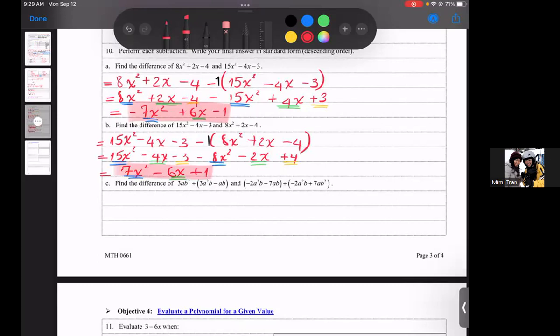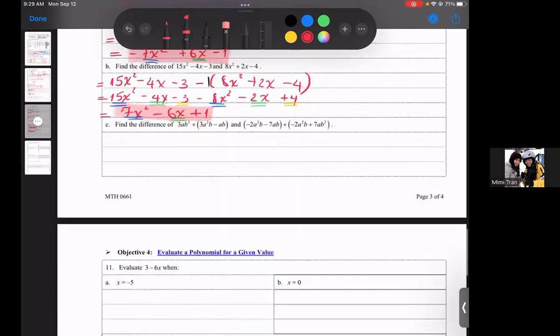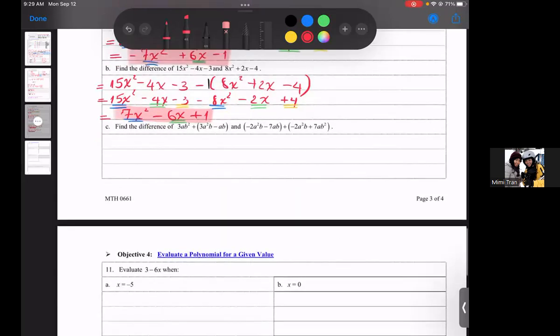So what you got? Just one thing at a time, right? Don't do too many things in your head. The last one is a bit hairy, but as long as you're careful, you apply the same thing you've been doing. All you do is just be a little bit careful.